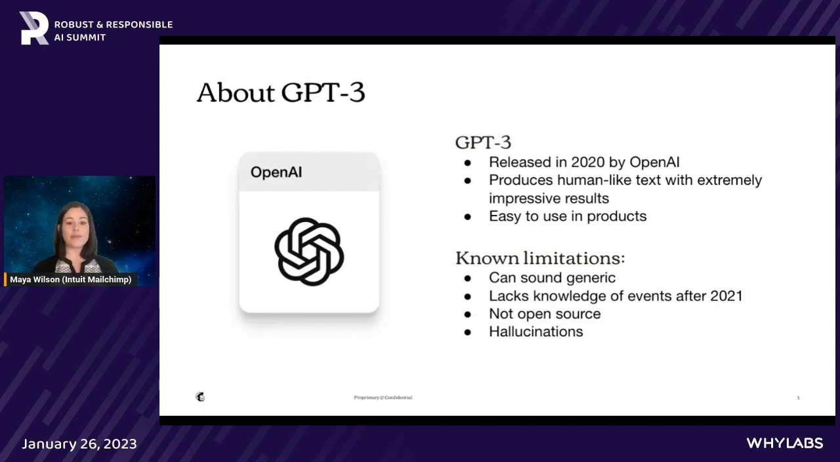It does have some known limitations, though, and particularly relevant to our users, it can tend to sound generic. It is not often specific to particular use cases. It may not know your users very well. So this is a risk that we're aware of here. It can also lack knowledge of events after 2020 because it was trained in 2020. And so there's some context missing. Critically, it is not open source. It is available on demand, but it creates a lack of visibility that's unique to GPT-3.